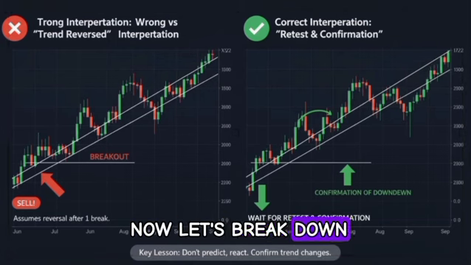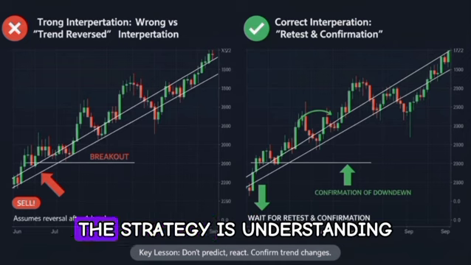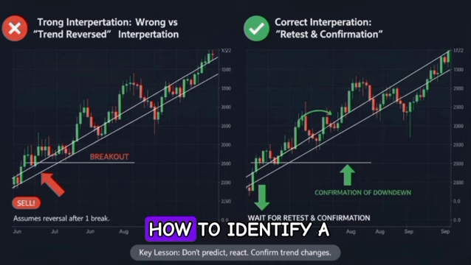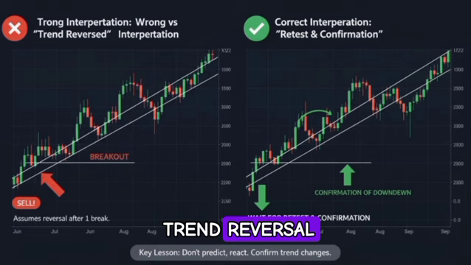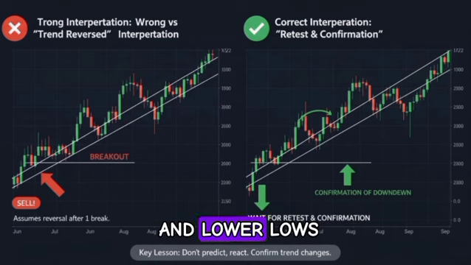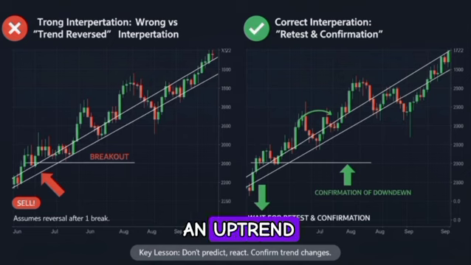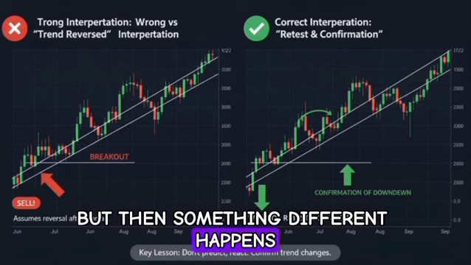Now let's break down this strategy step by step. The first step to trading the strategy is understanding how to identify a trend reversal. Let's understand this with an example. Assume that a chart is making higher highs and lower lows, which clearly shows that the market is in an uptrend. But then something different happens.